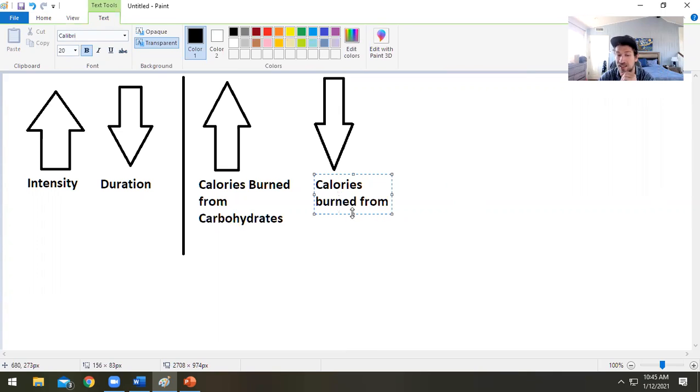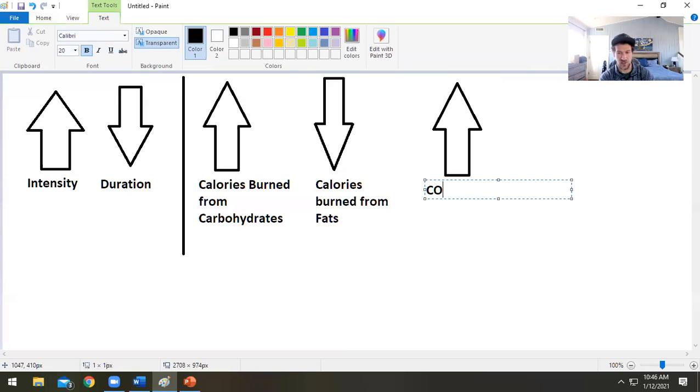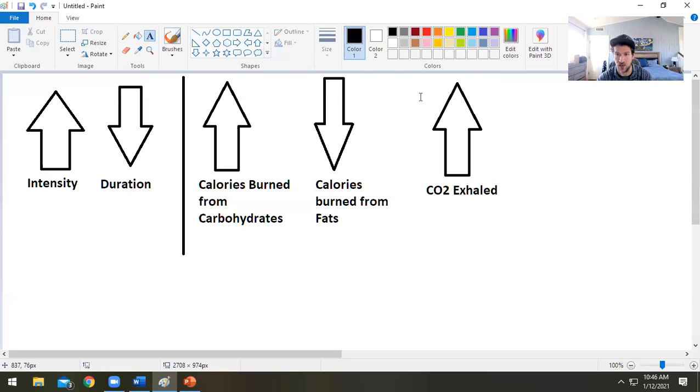The higher my intensity, right? The higher my intensity, the more I'm burning carbs as a fuel source. And that means that my CO2 exhaled is also going to go up, right? Because I'm consuming all that oxygen. So the reason for this is we're going to see CO2 exhaled goes up because the oxygen consumption goes up, right?